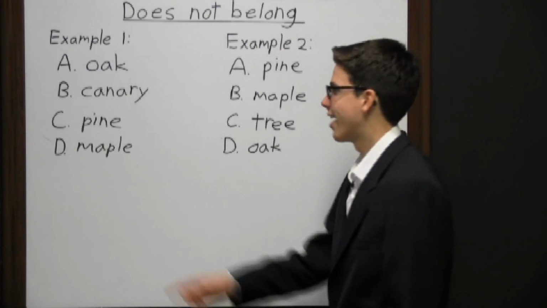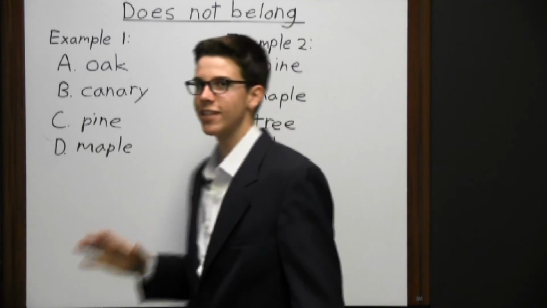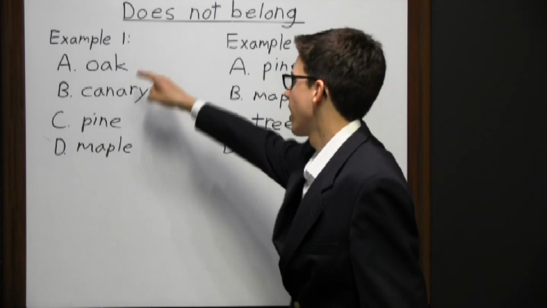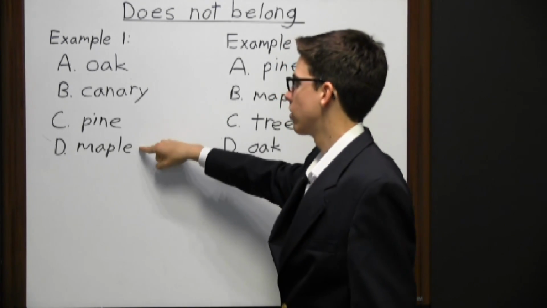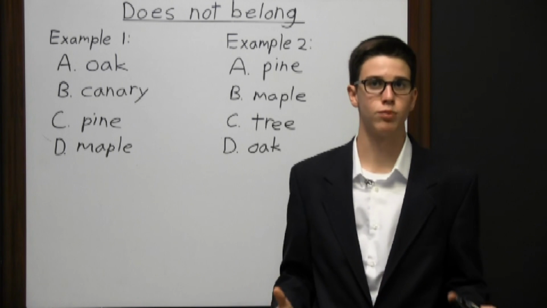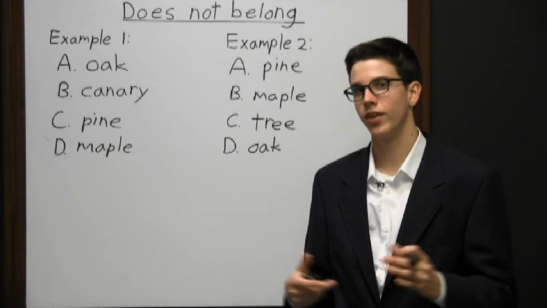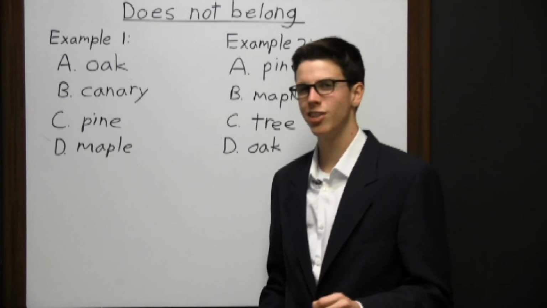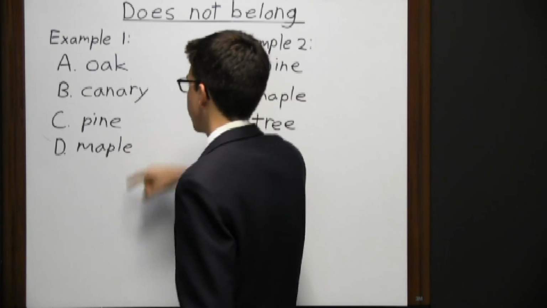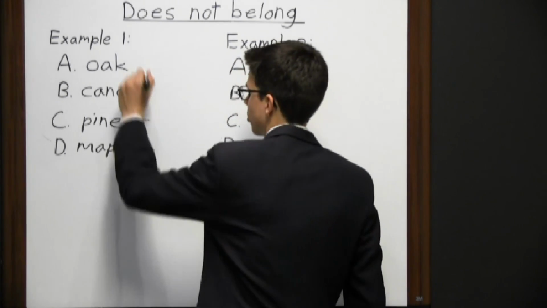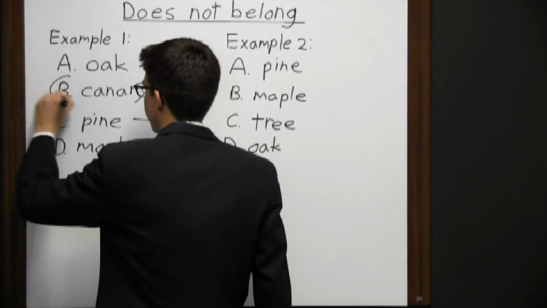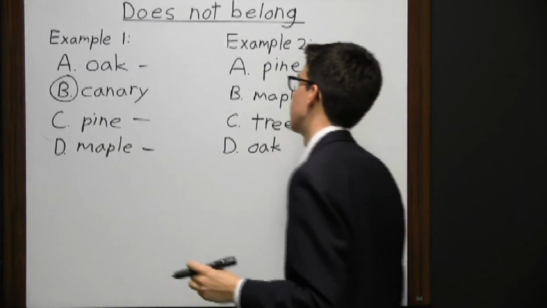Up here on the board we have two examples. In each of these examples we need to find the term that does not belong. So here we have oak, canary, pine, and maple. If there's one term that does not belong, that means there's going to be three terms that do belong or have something in common with each other. So we need to identify the common ground here. We can notice that oak, pine, and maple are all types of trees. Because we found the common ground, we can quickly identify that canary is the term that does not belong.